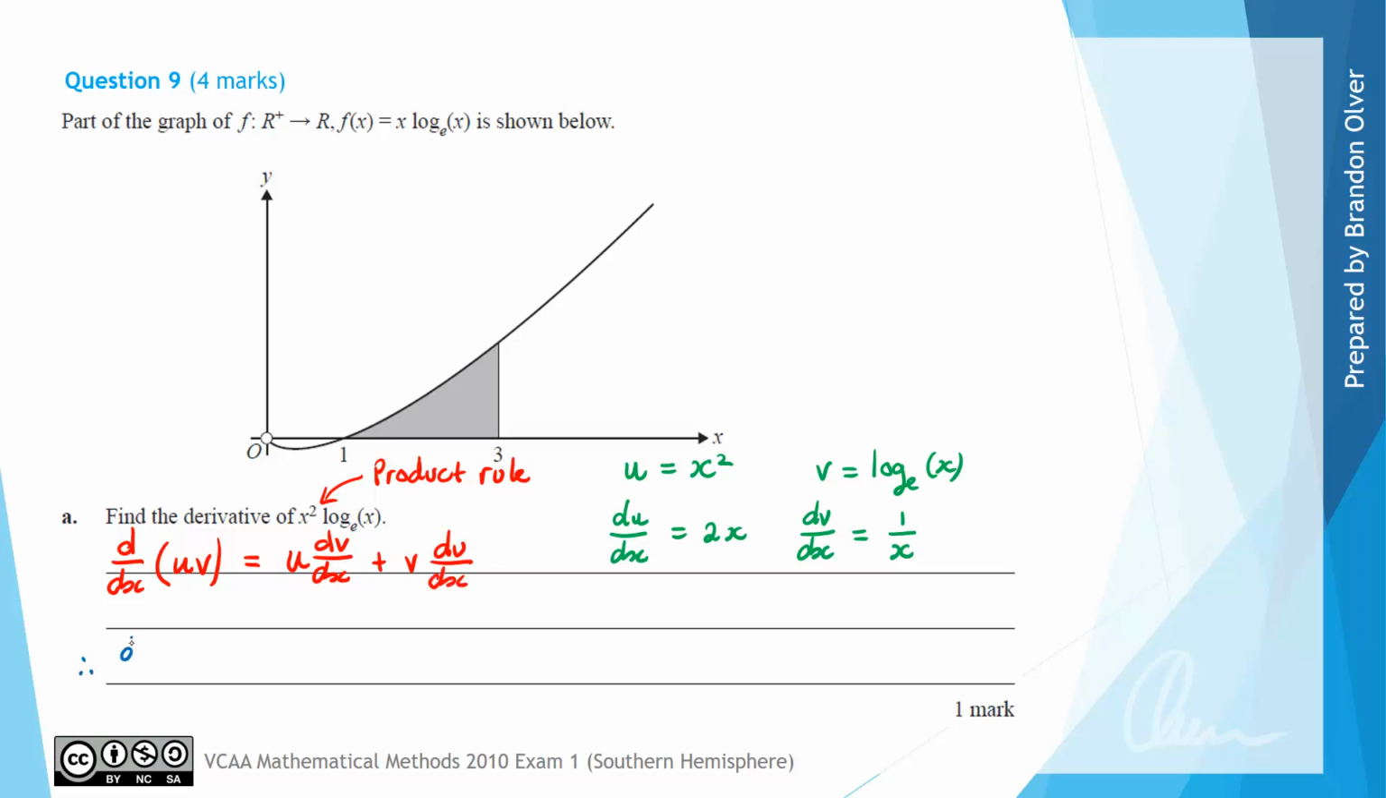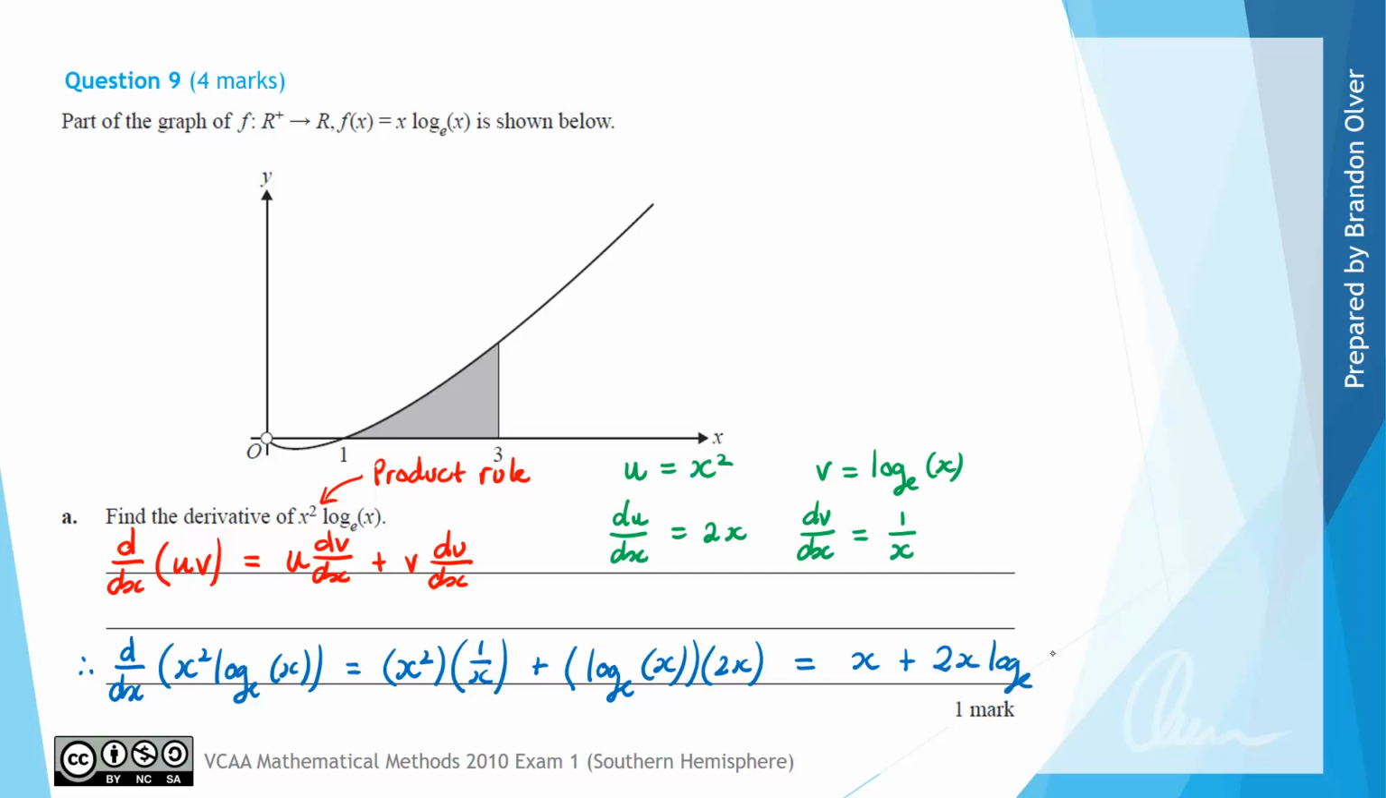Therefore the derivative that we're after, d dx of x squared times log e of x, is equal to u, which is x squared, times dv dx, which is 1 on x, plus v, which is log e of x, times 2x, which is du dx. Now simplifying that down, we have x squared times 1 on x, well that's just x, plus 2x log e of x. So that is the expression for the derivative that we were asked to find.